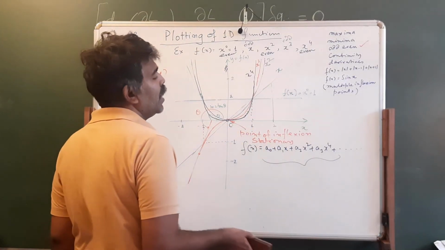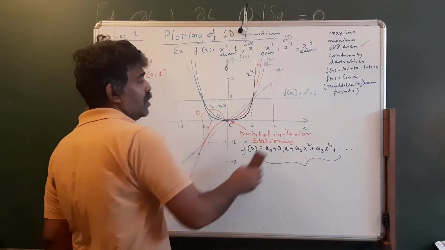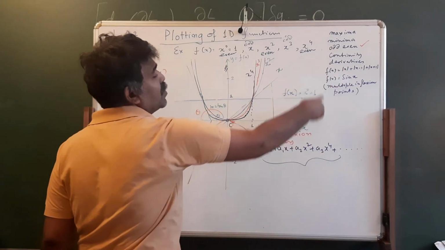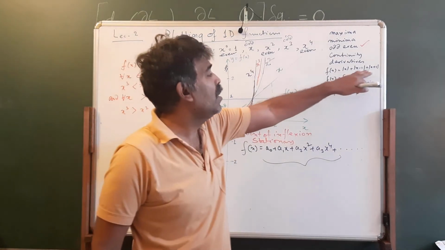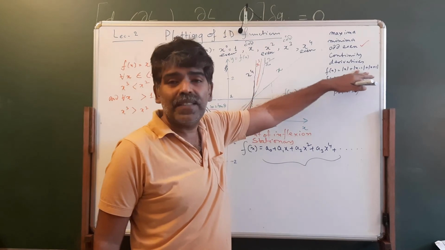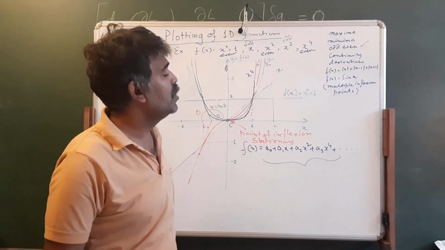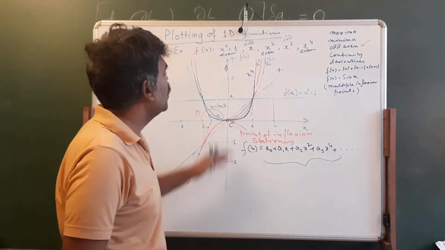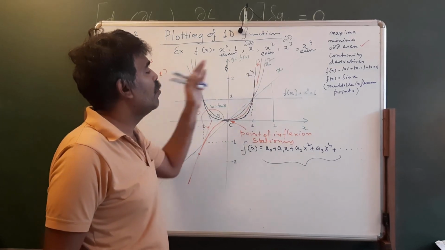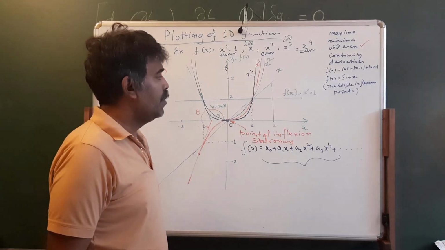One thing I want to tell you: mathematically this function is even. You can see by symmetry, it is very symmetric about x equals 0. If you replace x by minus x, you get the same function back. So this function is even. If this function is even, whatever we have on the right side, the exact mirror image will come on the left side.